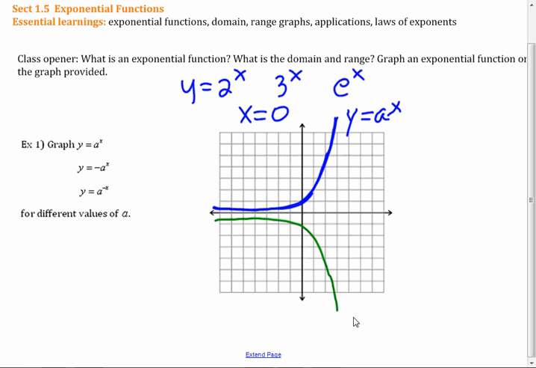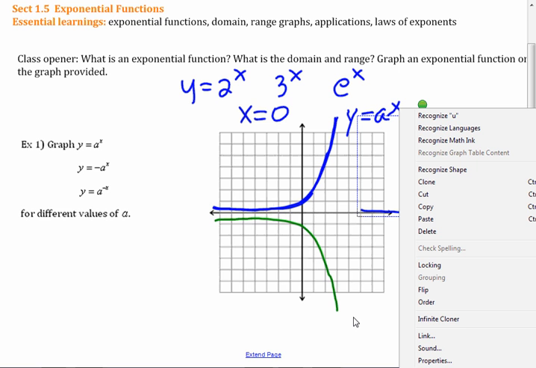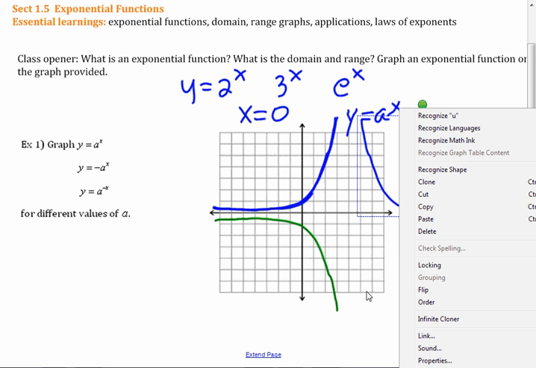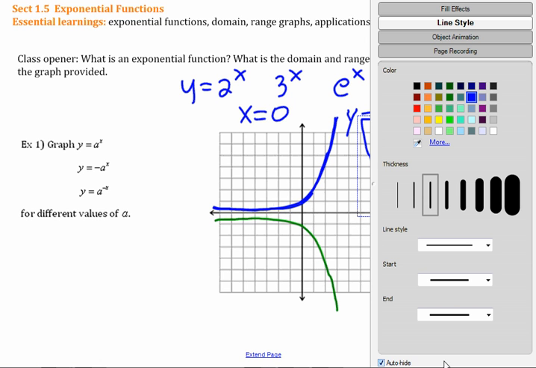You are expected to know those. You need to know the next one. In particular, it's going to be e to the minus x, but it's a to the minus x. So I'm going to clone that, and we're going to flip this over the y-axis. Now what color? Red.